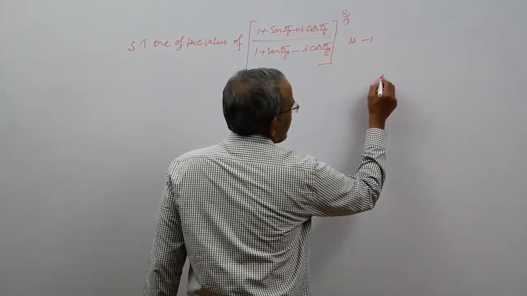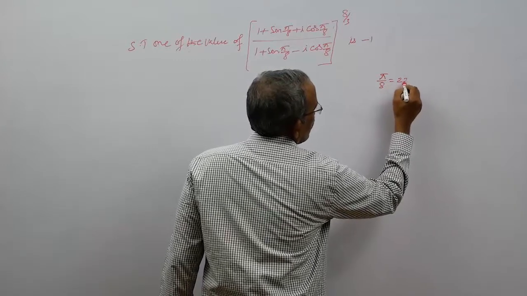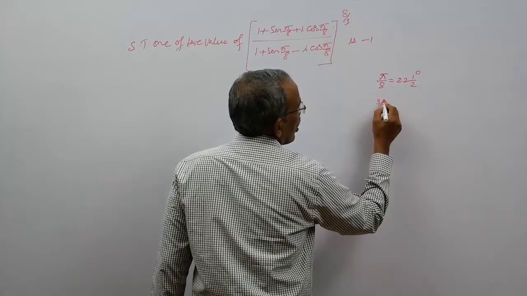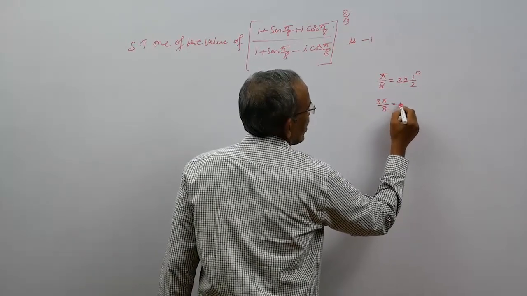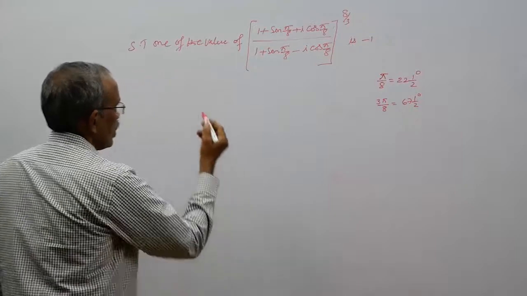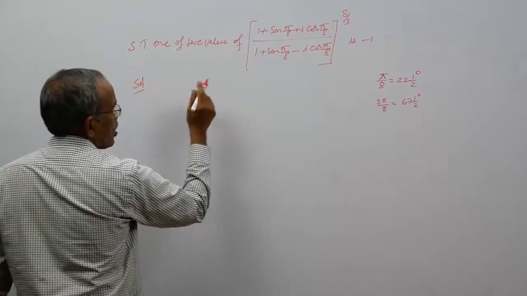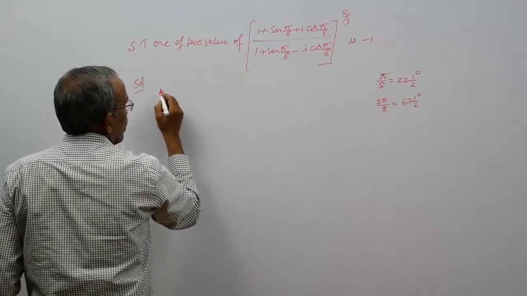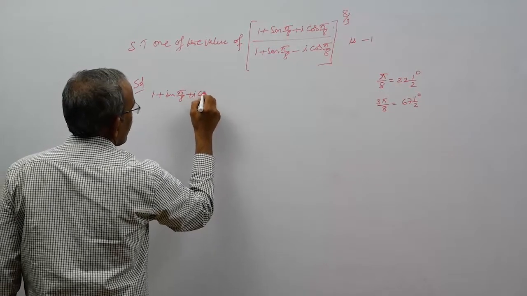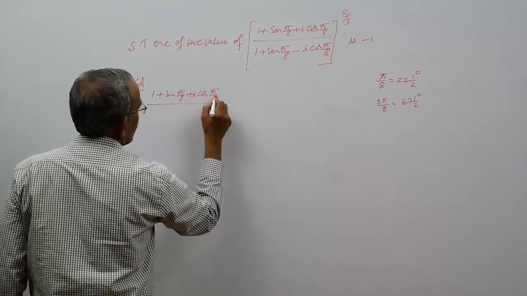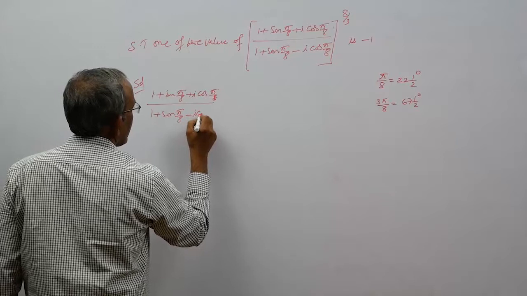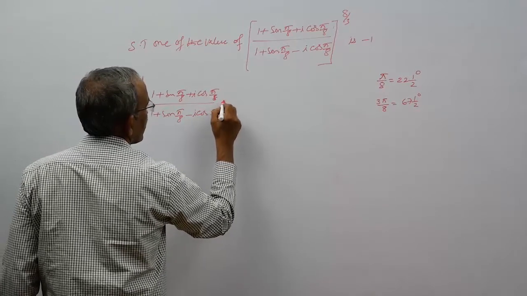We know that pi by 8 is equal to 22.5 degrees. The complementary angle of pi by 8 is equal to 3 pi by 8, that is equal to 67.5 degrees. Now consider only the value in the bracket: 1 plus sin pi by 8 plus I cos pi by 8 by 1 plus sin pi by 8 minus I cos pi by 8.